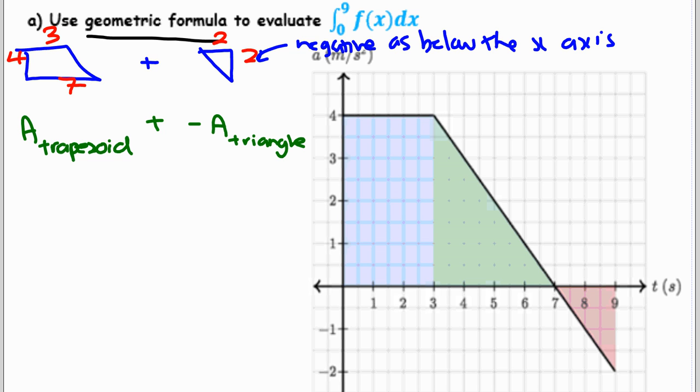Or you could put plus and just put in the height as being negative. Yeah, you could totally do that. Either way, just so long as overall you end up subtracting the area of the triangle. Whichever way you want to set it up, you go for it.